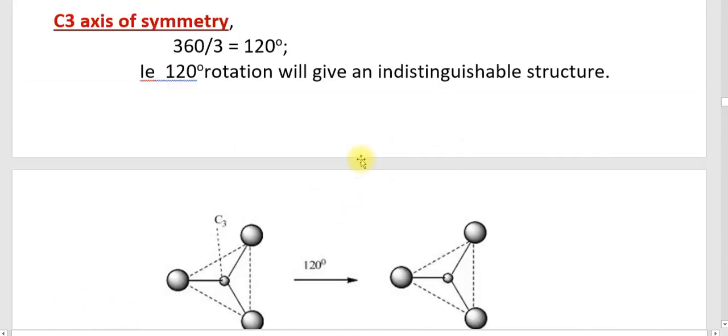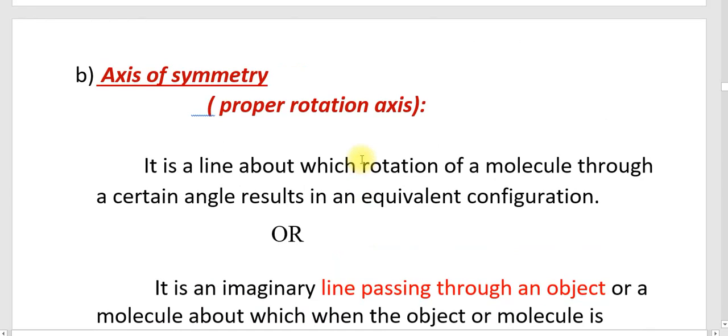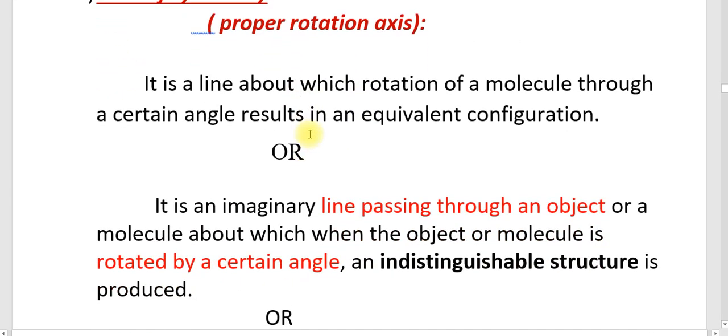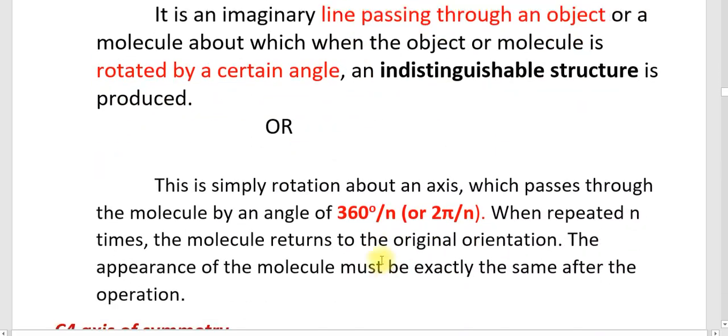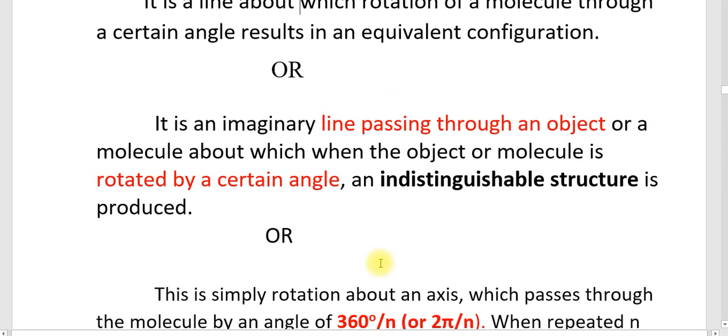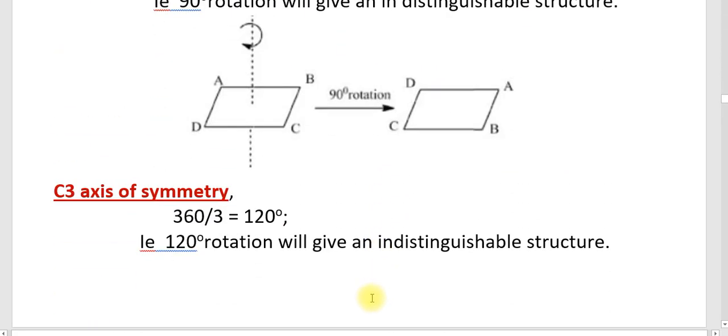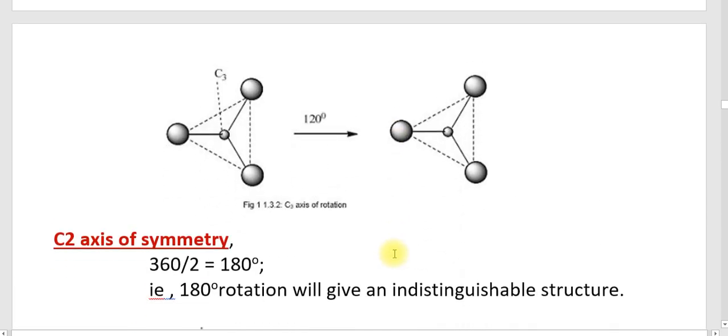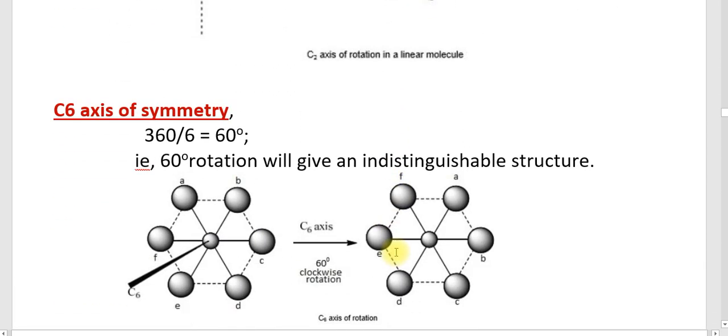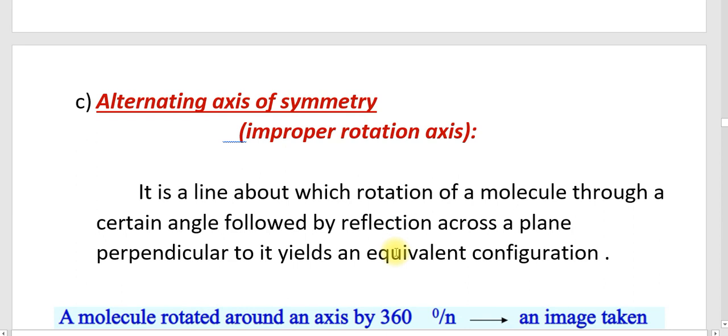Anyway, you must be thorough with the definition of what is an axis of symmetry. Three definitions are given here, which are easy; study the one which favors you. Okay. Anyway, you make a clear idea about the axis of symmetry. The next one is the alternating axis of symmetry or improper rotation axis.